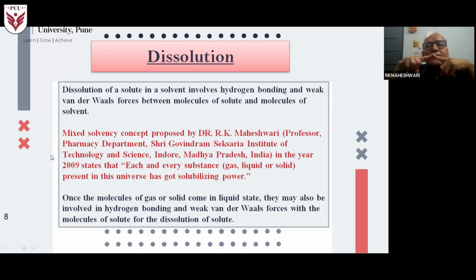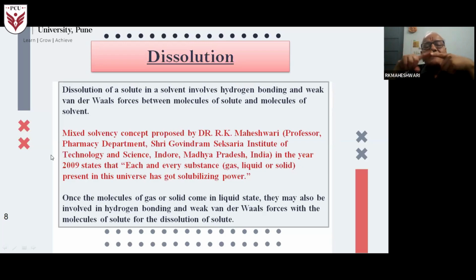In the mixed solvency concept, I told you that whatever the number of molecules present in the universe, all molecules possess solubilizing properties and are known as solubilizers. For example, CO2 is a solubilizer, paracetamol is a solubilizer, ethanol is a solubilizer. All molecules are solubilizers. But whatever solubilizer you take, it possesses good solubilizing power for some solutes and bad solubilizing power for other solutes.